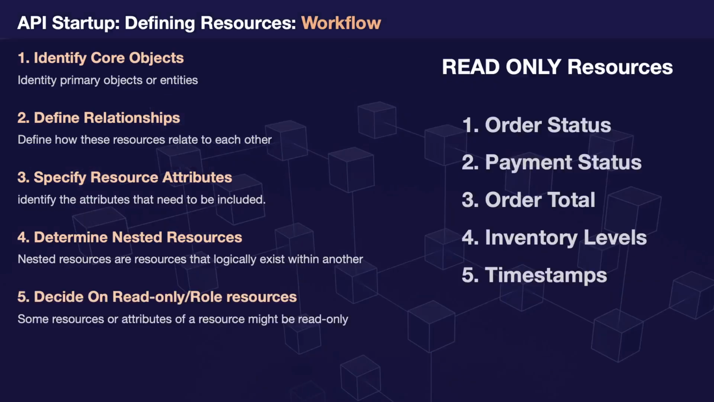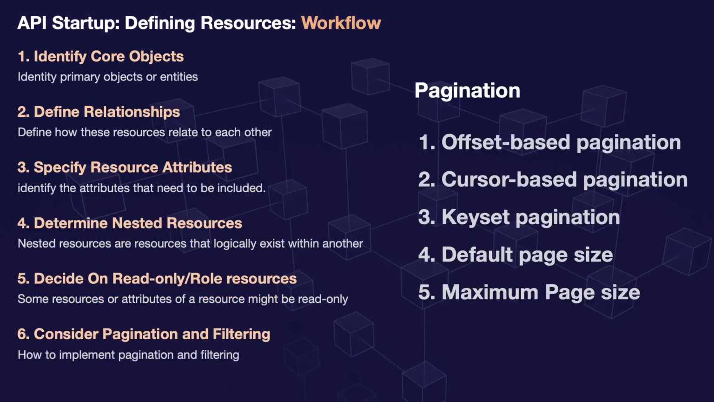Decide on read-only resources. Some resources or attributes of a resource might be read-only. For instance, in the case of an order, once it's placed, it might be that its status can only be updated internally and not via the API. Consider pagination and filtering. For resources that can return a large number of items, consider how you'll implement pagination and filtering. This can make it easier later for API consumers to work with your data.